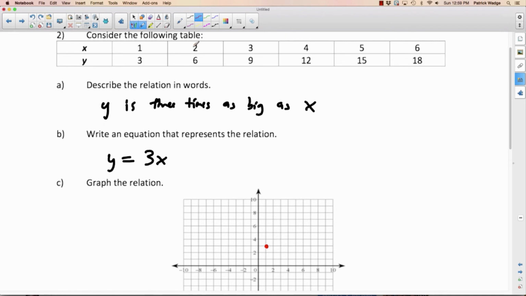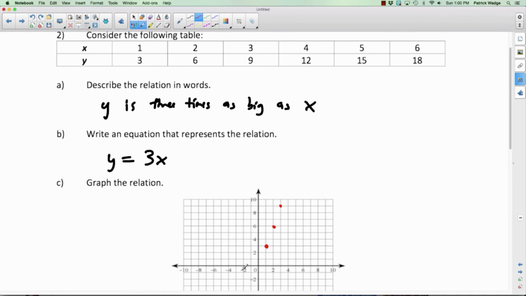Another ordered pair is 2, 6. Over 2, up 6. 1, 2, 3, 4, 5, 6. Another ordered pair is 3, 9. Over 3, up 9. Doing it fast again. 4, 12 won't fit. It's up here somewhere. 5, 15 won't fit. 6, 18 won't fit. Uh-oh, we only have 3 points.